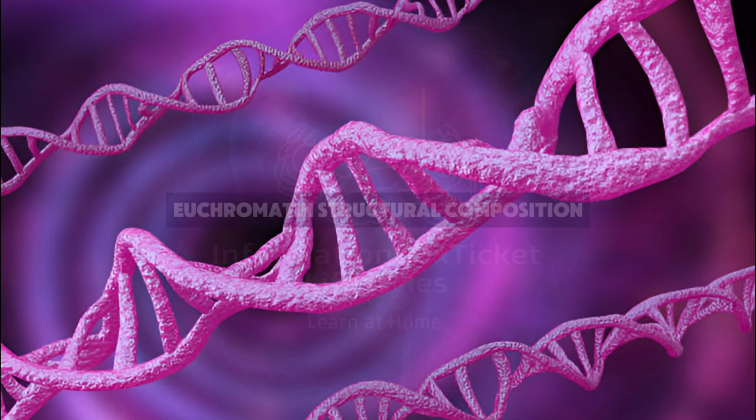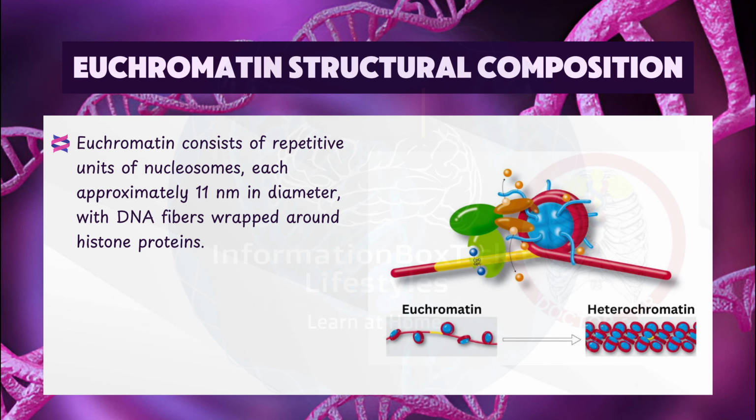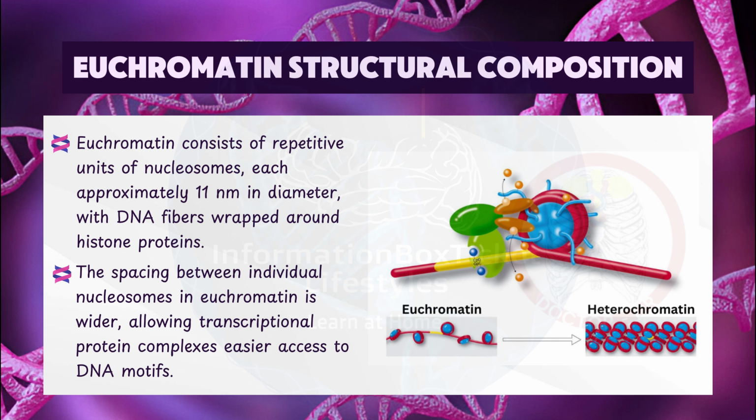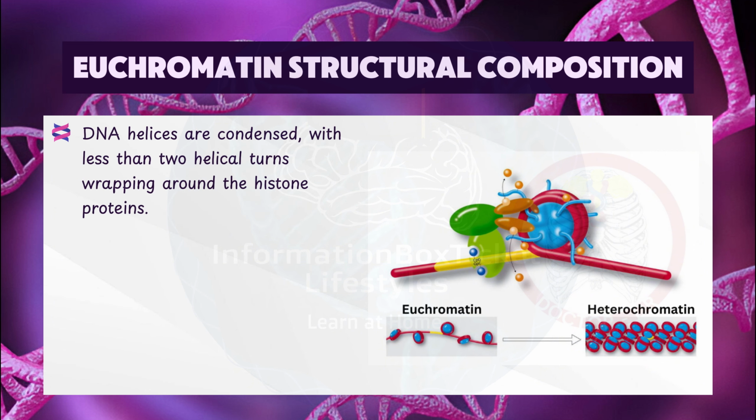Euchromatin structural composition. Euchromatin consists of repetitive units of nucleosomes, each approximately 11 nanometers in diameter, with DNA fibers wrapped around histone proteins. The spacing between individual nucleosomes in euchromatin is wider, allowing transcriptional protein complexes easier access to DNA motifs. DNA helices are condensed with less than 2 helical turns wrapping around the histone proteins.